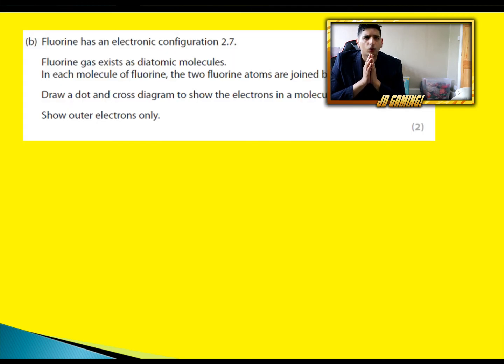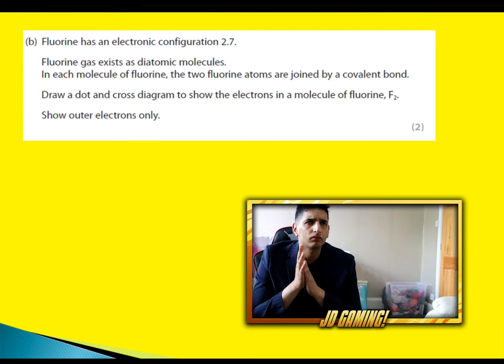Well done. Now let's have a go at this question over here. Fluorine has an electron configuration of 2, 7. Fluorine gas exists as a diatomic molecule. That means it just pairs up with 2 in each molecule of fluorine. The 2 fluorine atoms are joined by a covalent bond. Draw a dot cross diagram to show the electrons in a molecule of fluorine. So how would it look like?